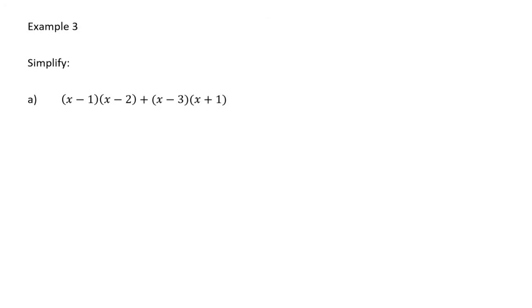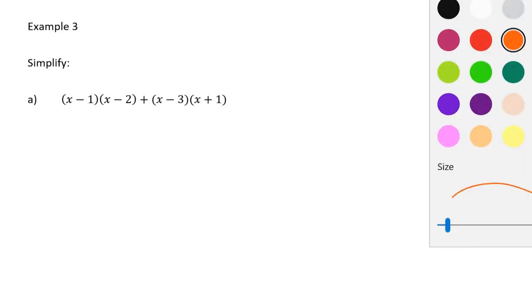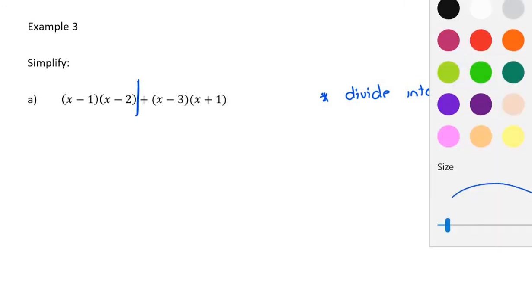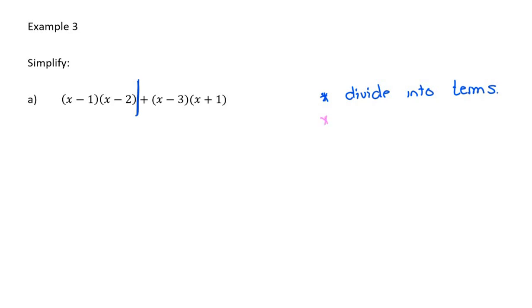Okay, now this is a really, really, really important concept. The moment you have more than one term in a question, your first step is to divide into terms. Really, really important. You would have heard me say this 100 times in class. So first thing is divide into terms. Now what I need to do is simplify each term. So don't let a question which looks quite threatening overwhelm you. Each part is actually really easy.